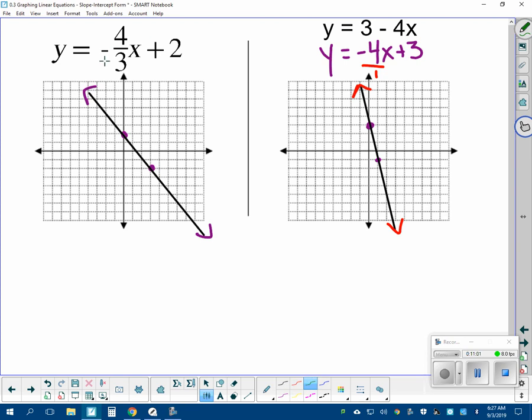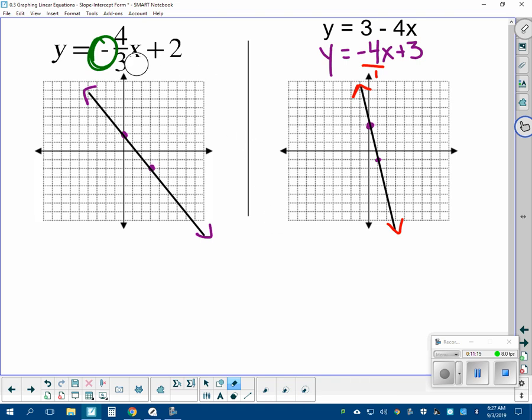All right, first one. Y-intercept is 2, and then hopefully you remember this negative sign. So that means go down 4, and then the 3 stays positive, right 3. Easy, quick visual check is take a look when you're all done.